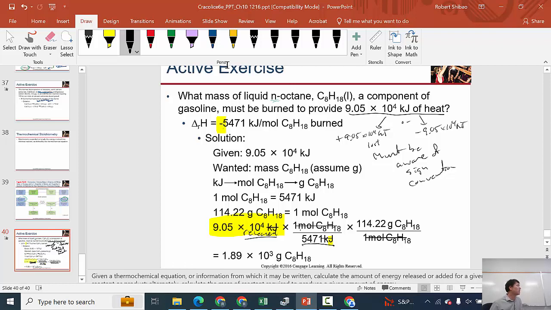So when we burn octane, we need oxygen. What happened to the oxygen? They don't tell us how much oxygen there was. Well, it doesn't matter. We're going to assume we have enough oxygen to completely combust all this octane here. All right, I'm going to stop here. We'll take a break, then start up again.